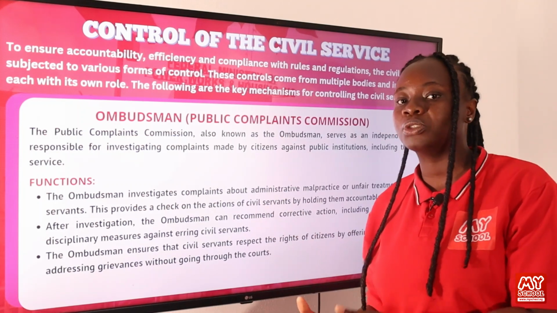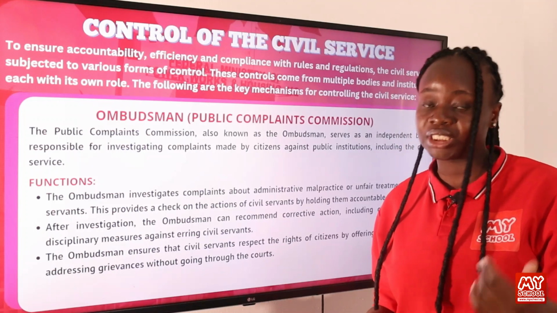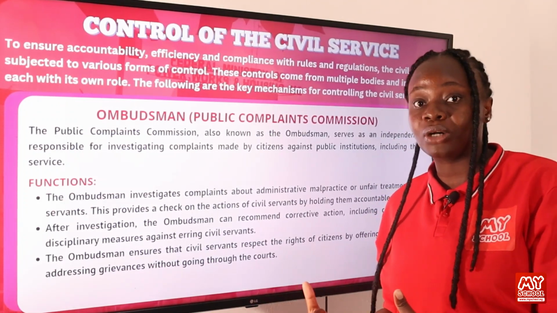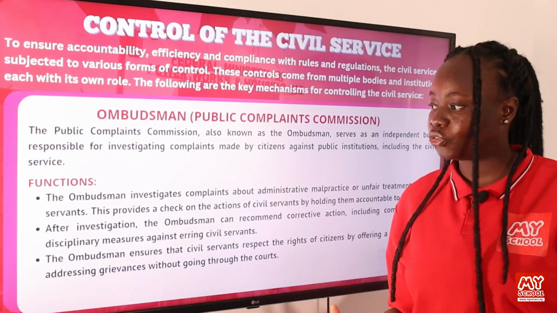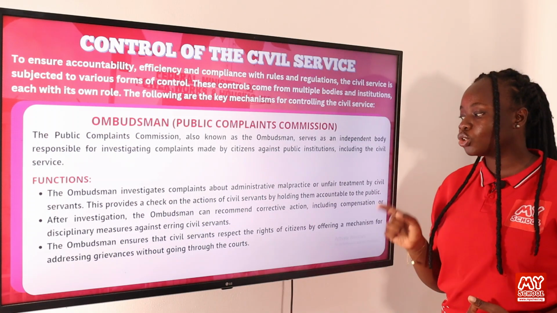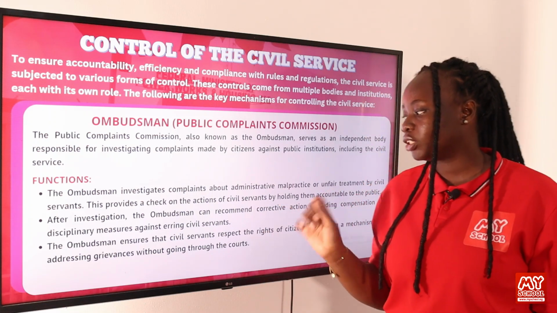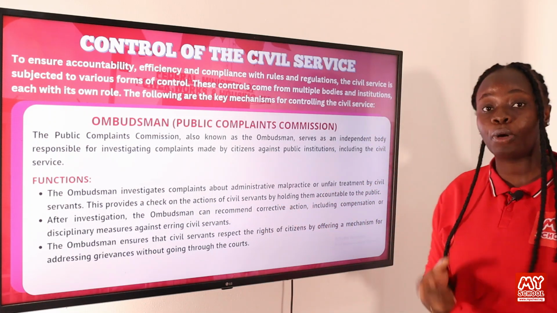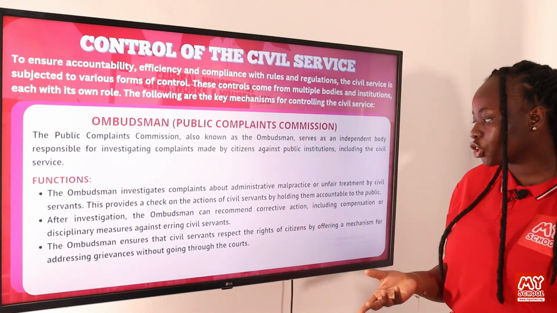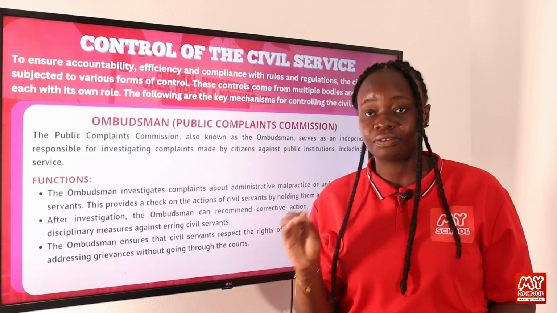So whenever a citizen feels that his rights have been violated by any public servant, which includes the civil servants, they go to the Public Complaints Commission to complain about their actions so that they can seek redress from them. The Ombudsman investigates complaints about administrative malpractice or unfair treatment by civil servants. This provides a check on the actions of civil servants by holding them accountable to the public. After investigation, the Ombudsman can recommend corrective action, including compensation or disciplinary measures against erring civil servants.